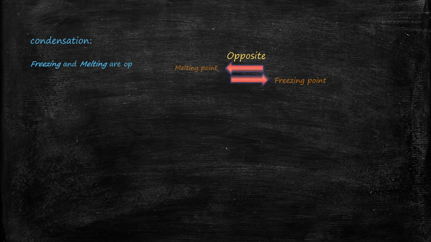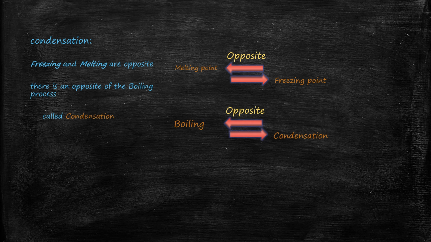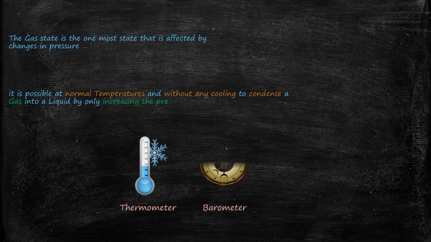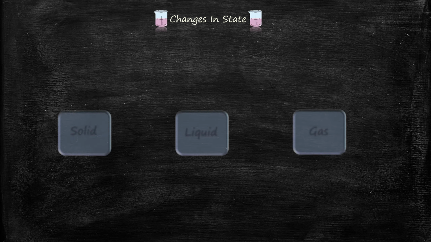Just like freezing and melting are opposite, there is an opposite of the boiling process, and it's called condensation. And this transition usually happens by cooling the gas. However, an important note that we need to keep in our minds is that the gas state is the state most affected by changes in pressure. So it is possible at normal temperature and without any cooling whatsoever to condense a gas into a liquid by only increasing the pressure.